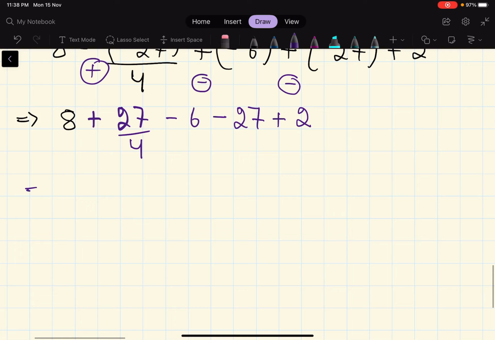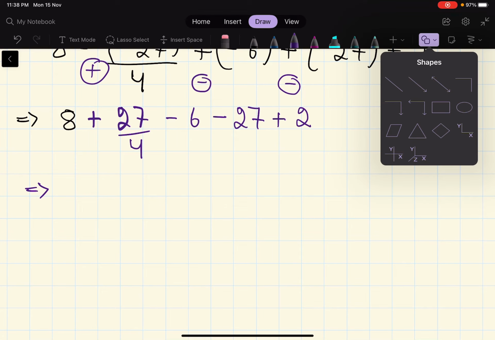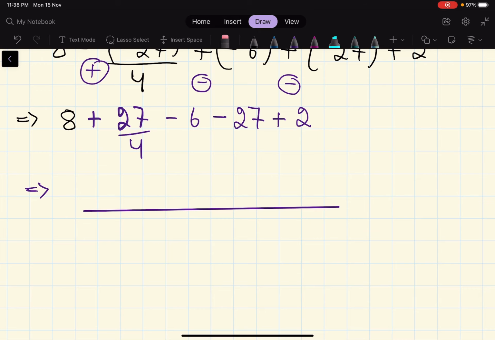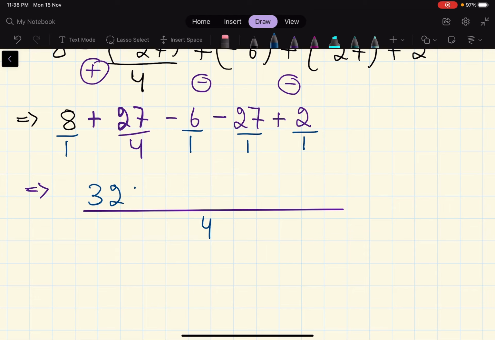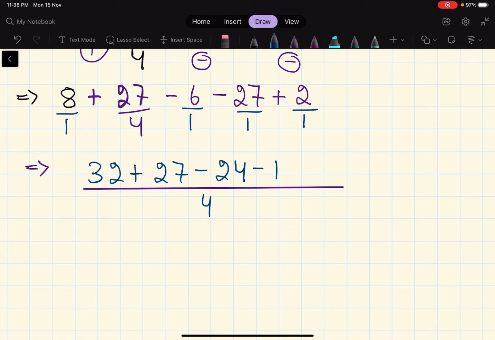Okay, now we take the LCM. LCM will be 4. Here 1, 1, 1, and 1. Alright. So it's 4 times 8 is 32 plus 27 minus 24. It's simple multiplication, guys. I'm not doing anything extra. So it's minus 108 plus 8. Alright. Now let's just solve it.